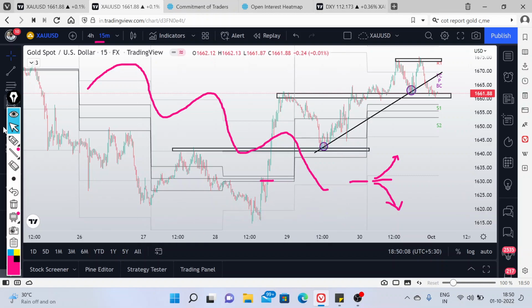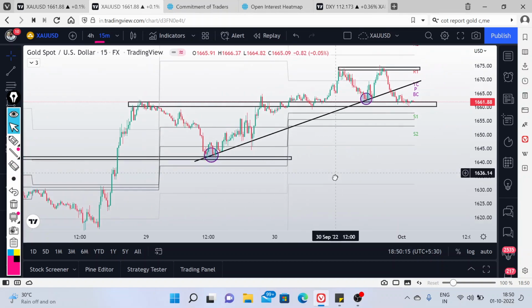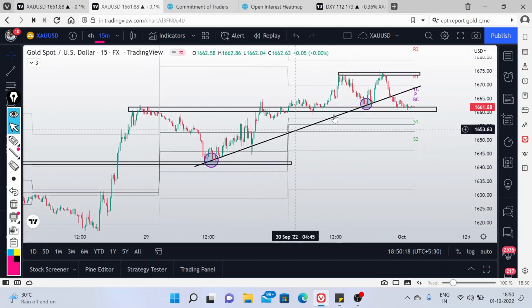And this is the intraday chart on the 15-minute time frame. If you look at this trend line, you can see that gold has currently broken down this trend line over here, and it is currently supported by this price zone, the zone around 1660 to 1662, because this was the recent swing high, and it is currently acting as support.